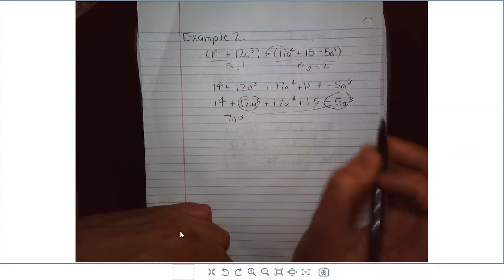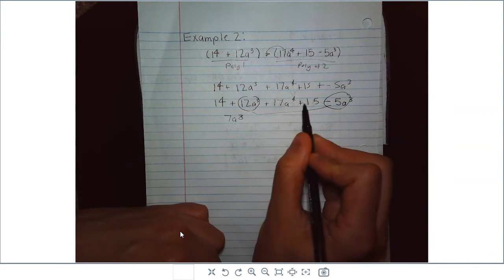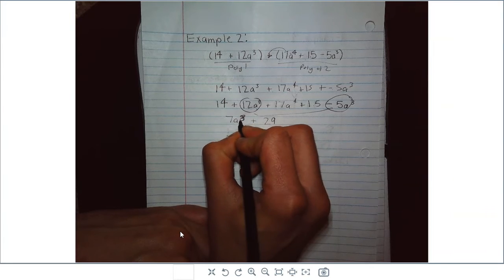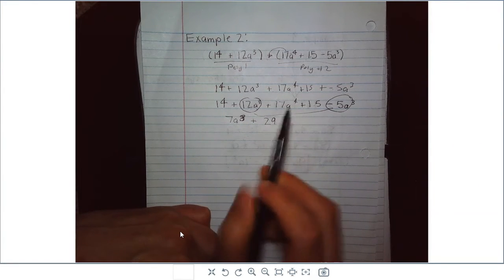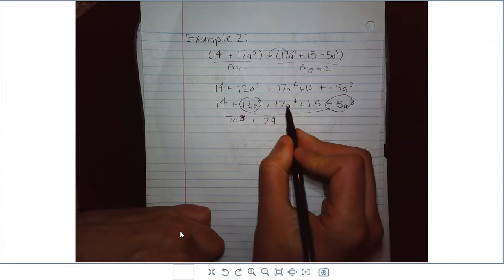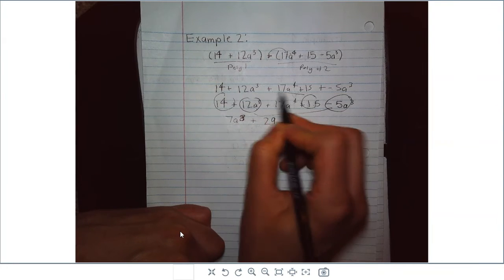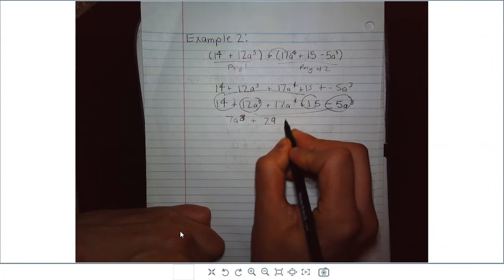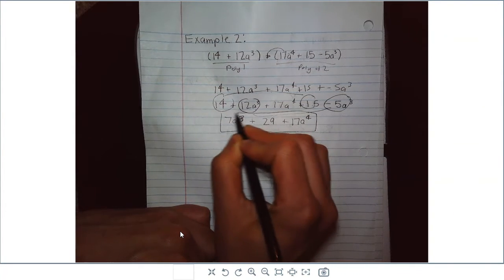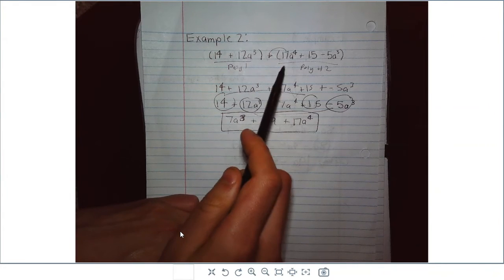Now, 14 and 15 are also like terms, right? Of course they are. 14 plus 15 is equal to 29. Plus 29. And then is there another like term? No, there's no other like term because 17a to the power of 4 doesn't have a like term. These ones are already taken care of. So we only have 17a to the power of 4 left. So this is your final answer to the question of when we add these two polynomials together.